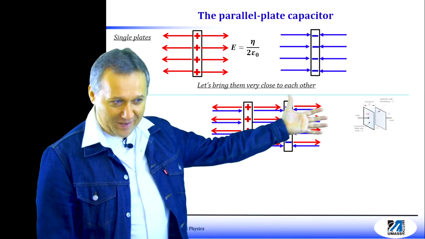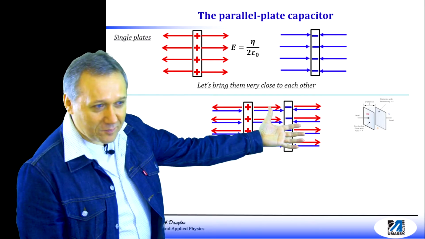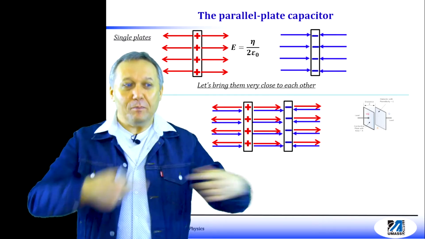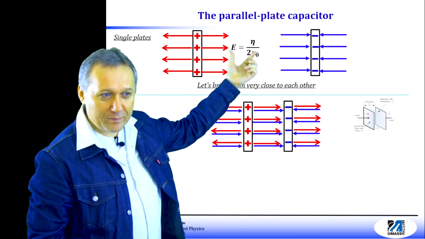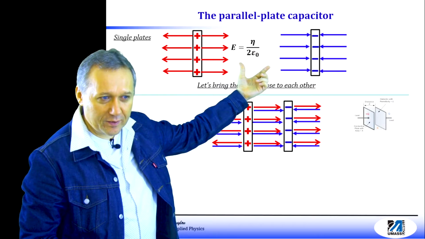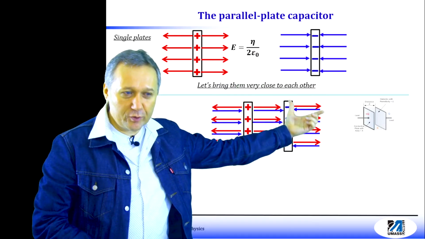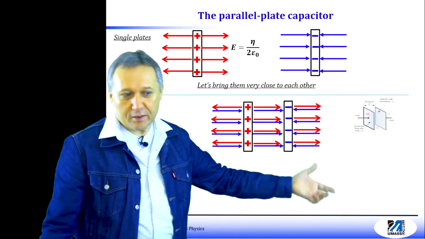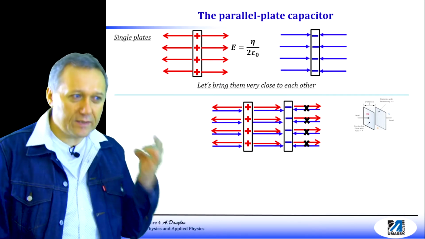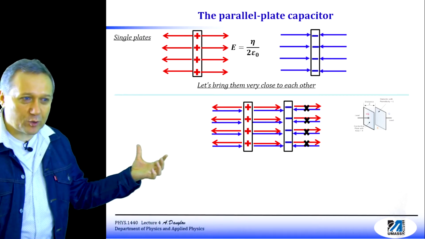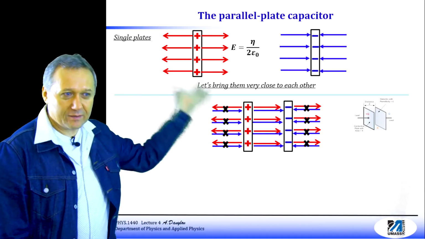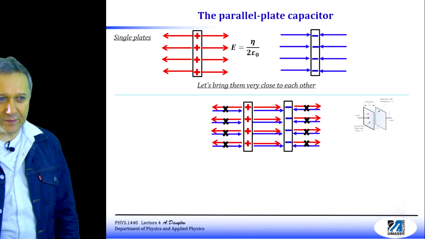Look, on the right side of the system, we have electric fields in opposite directions, but the absolute values are the same: eta divided by 2 epsilon naught. So these two contributions on the right side of the system just brutally cancel each other, giving us a zero net electric field. Exactly the same story will be here on the left side, again giving us a zero net electric field.